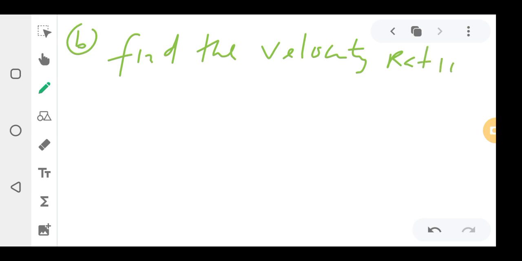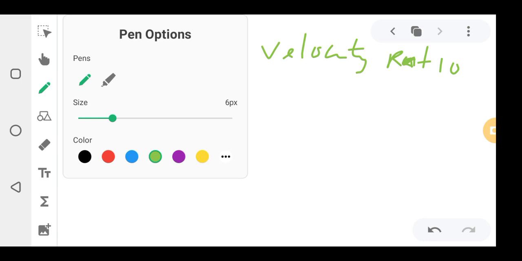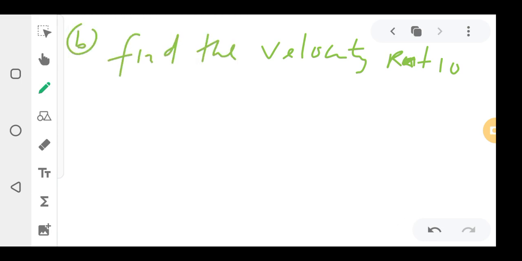There's something you need to know about the velocity ratio. The velocity ratio is equal to the number of strings. If you are given a diagram, the velocity ratio is always the number of strings. I'm just trying to help you to understand. The velocity ratio is always the number of strings attached to the pulley.